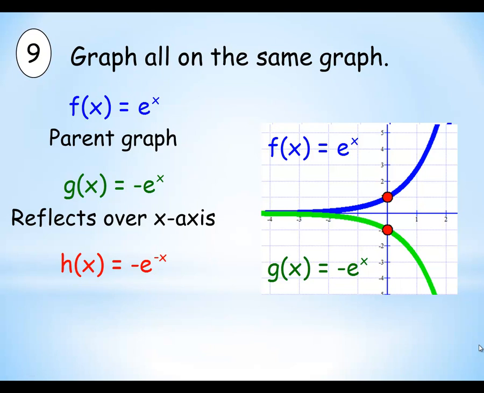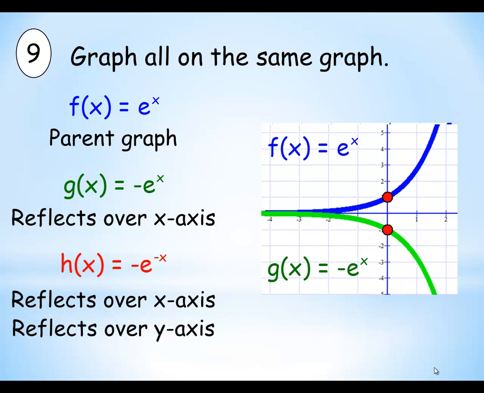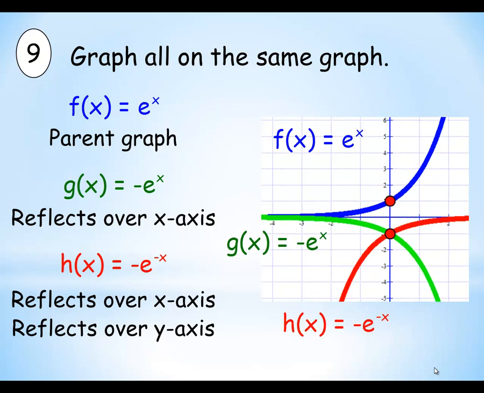So what this does is two things. It flips it down, like you see the green graph, and then it also flips it or reflects it over the y-axis. So here is the final result of that. So you'd have to imagine the green reflecting over the y-axis to get the final answer here that you see in the red, the h of x function.